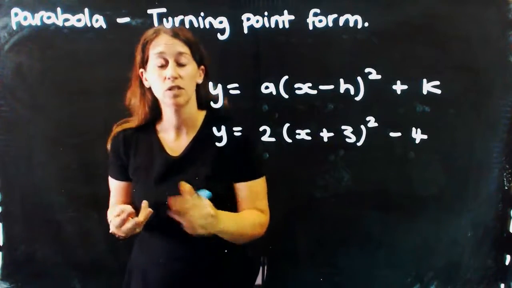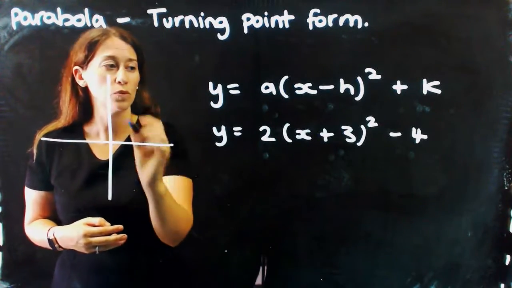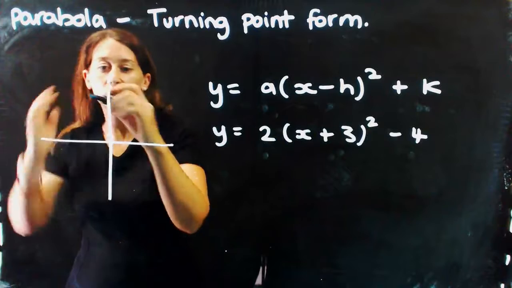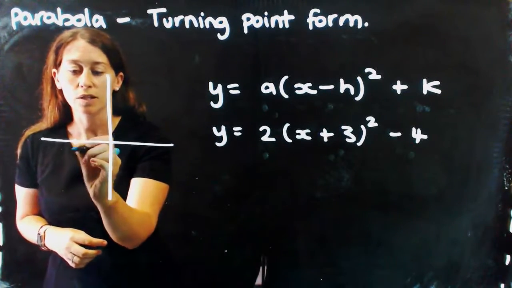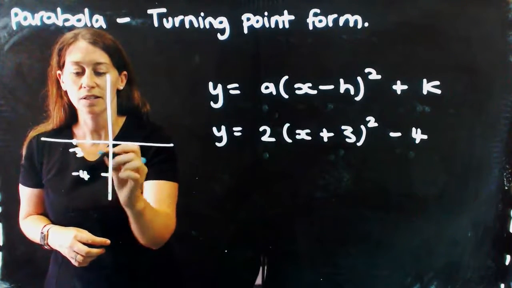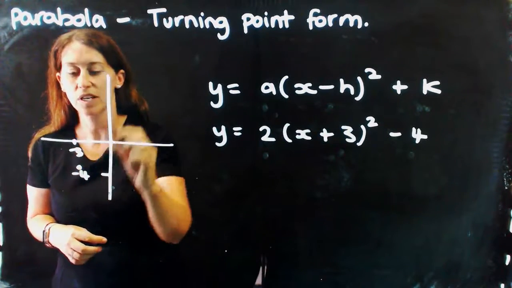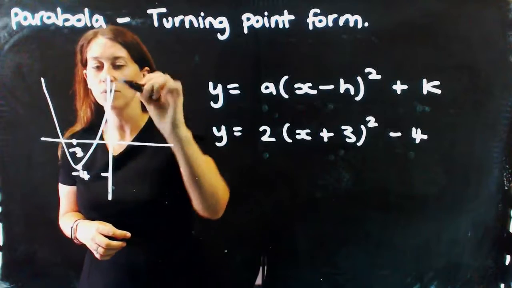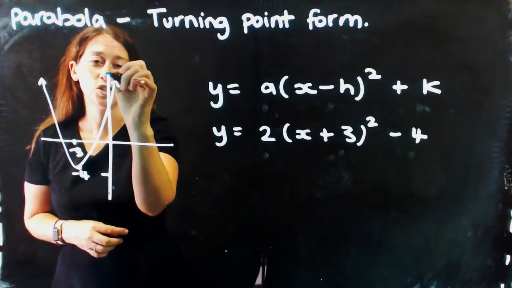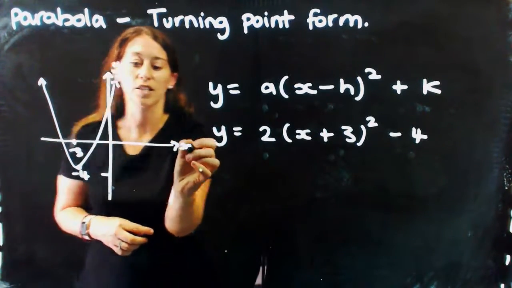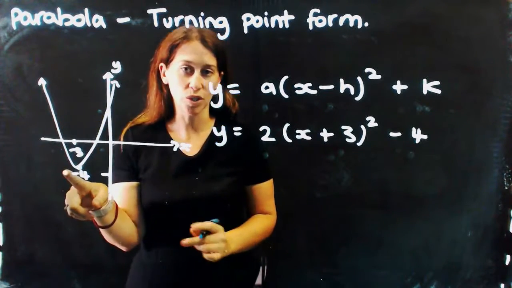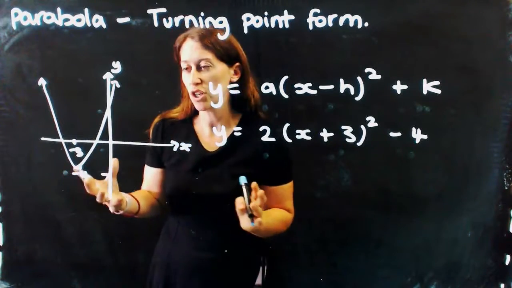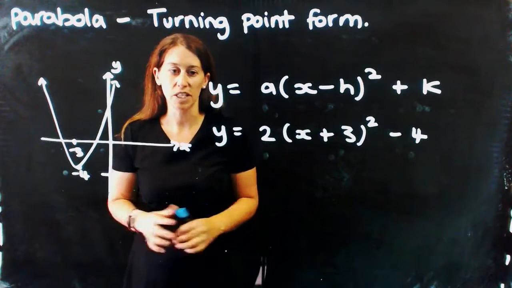So those three combined transformations mean that our turning point will move. So the turning point is sitting at negative 3, negative 4. So negative 3, negative 4 is here on the plane, and it looks like that. Now in order to draw a proper sketch, you should always have key features such as where it cuts the x-axis, where it cuts the y-axis, and what the coordinate of the turning point is. I'm going to show you how to do that later on in a second video.